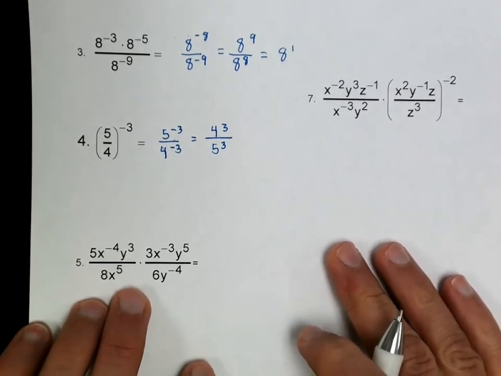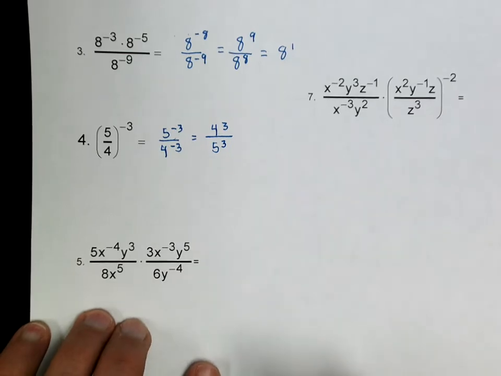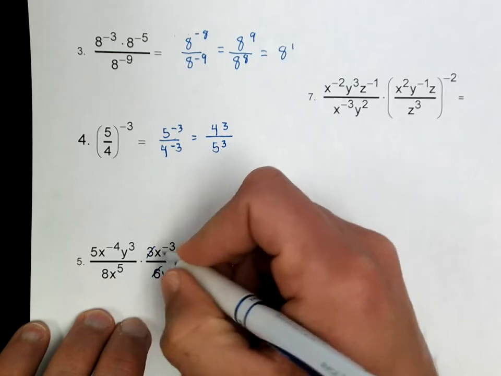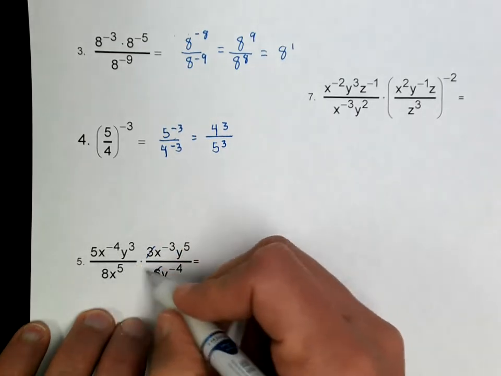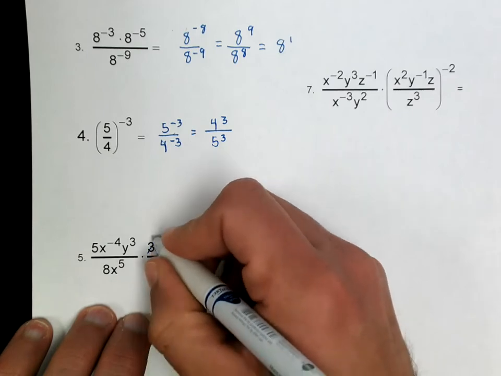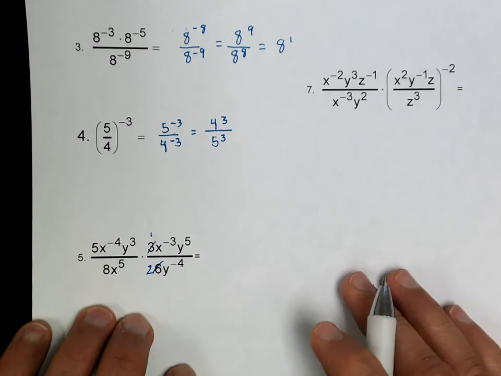Alright, number 5, we're dealing with some variables now. But it's about the same. We're multiplying two fractions here, so keep that in mind. What you can do to make this easier is try to reduce these fractions. You can also reduce across here if you like, but right here, this seems to be easier. So this would be a 1, this would be a 2. This can now be reduced, so I'm moving on.